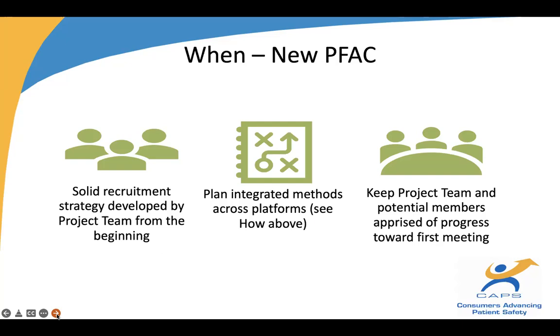Then keep your team members and potential members of your PFAC aware of the progress toward getting to the first meeting, because that's what's on everybody's mind. When you recruit the first person and say we're really glad we're going to have you for our first meeting, they need to be kept aware, as you go through the next few weeks recruiting more people, because they won't all come at once, that you're working on it and you haven't forgotten about them. You're going to get a first meeting at some point when you have a full complement of individuals for your team.